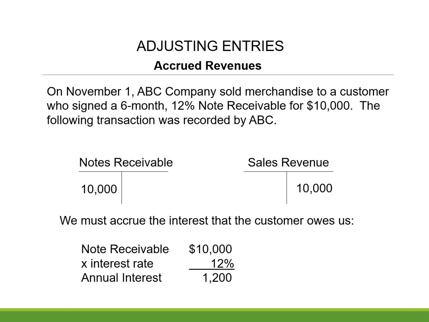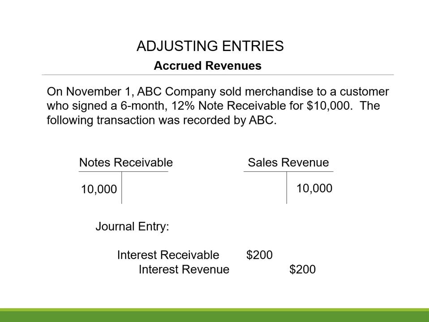If we look up above, the note was signed on November 1st, and so we have to record 2 months worth of interest, so at December 31st, how much interest have we earned? So the time period is 2/12 or 2 months out of the fiscal year. And when we multiply $1,200 times 2/12, we can calculate out that $200 worth of interest has been earned.